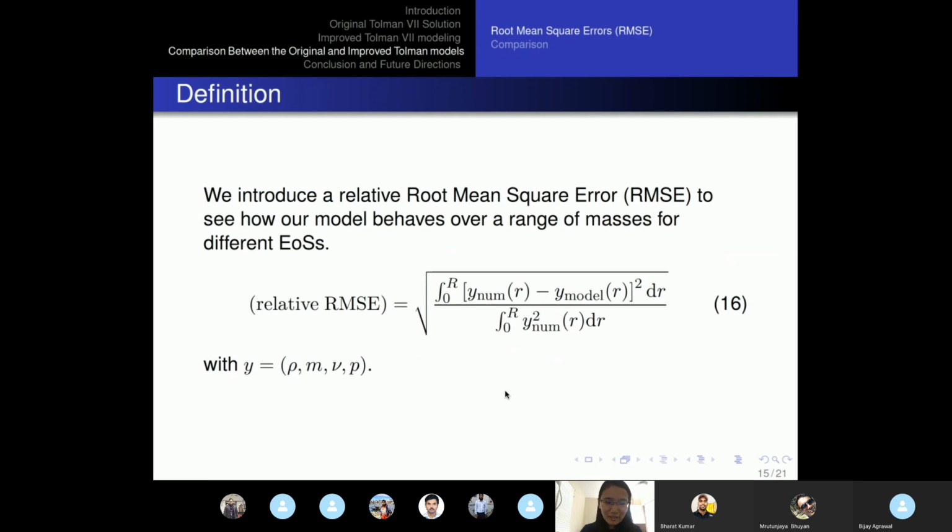But we just discussed one particular example, and this is not enough. So here we introduce a measure for the error, called the relative root mean square error, to see how our models behave over a range of different equations of state. The definition is given in equation 16. This RMSE just shows how concentrated the data is around the numerical results, and the smaller it is, the more accurate the model is.